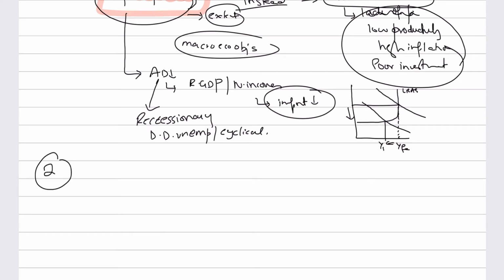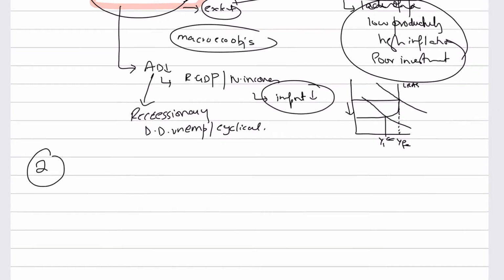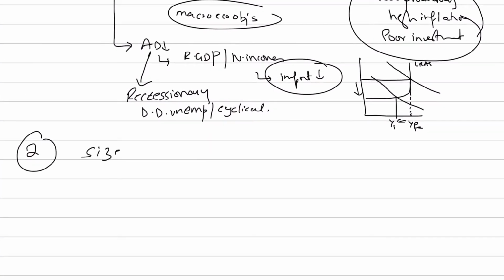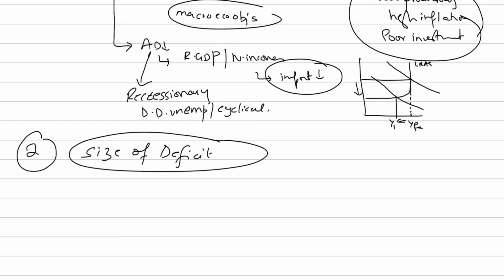So the second one is that we also need to see the size of the deficit, right? If we are implementing policies to reduce the current account deficit, we need to see how much the deficit is, right? Not every deficit is a big problem, because a small deficit is not. So what is the size of the deficit?